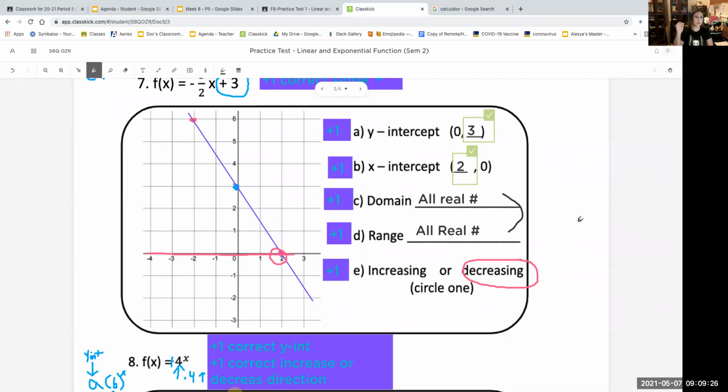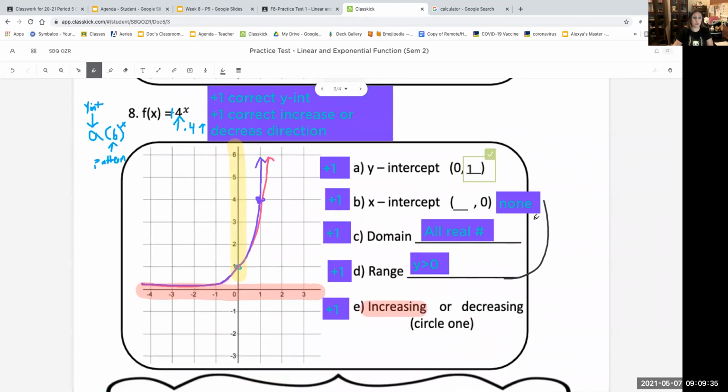Next year, you guys will go more in depth on linear versus exponential, but for this class, it'll just be these answers right here.